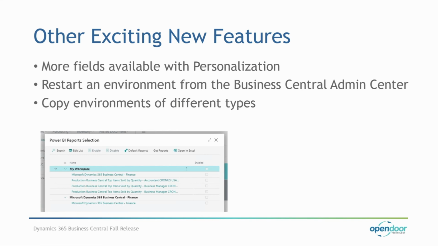From the admin center, you can restart an environment in case you need to unlock it if you're running into issues. You can also copy environments of different types, so additional copying options are supported. You can copy production to a new production environment. You can copy sandbox to sandbox, and you can also copy sandbox to production, which was previously not available.